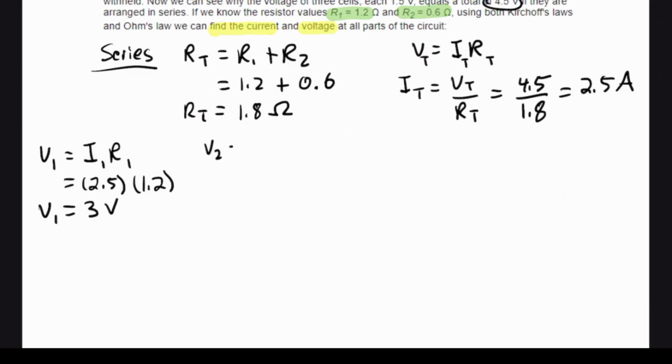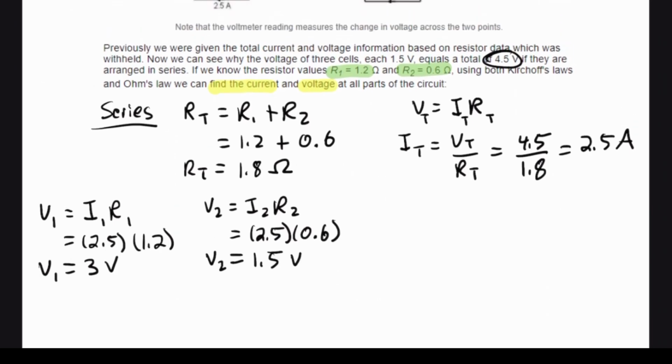And if we look at the second resistor, V2 equals I2 times R2. Once again, the current everywhere is 2.5 amps. The resistance in the second resistor is 0.6 ohms. And 2.5 times 0.6 gives us 1.5. So the voltage drop across the second resistor is 1.5 volts. We can also check our answer here, because we said that the cells or the batteries were a total of 4.5 volts, and the voltage drop in the circuit is 3 plus 1.5, which is 4.5 volts.